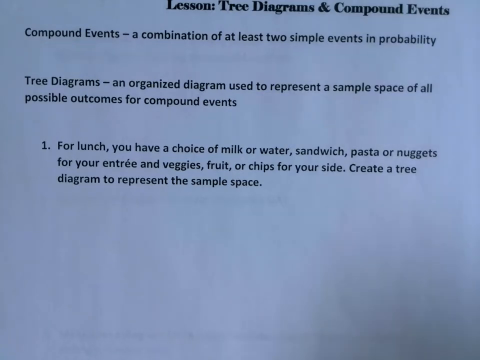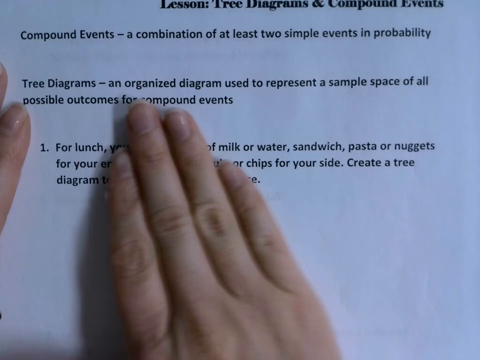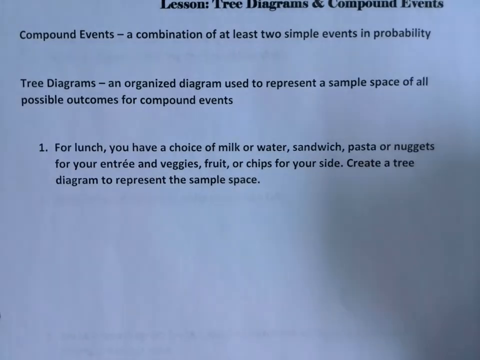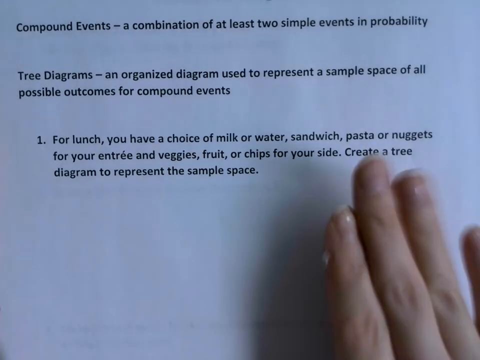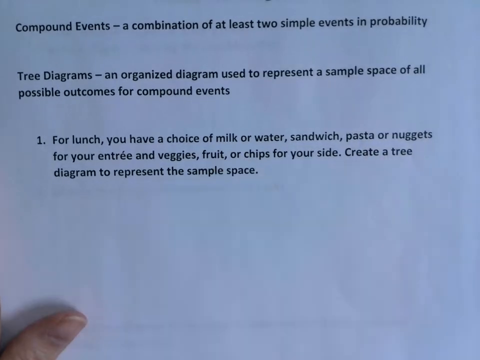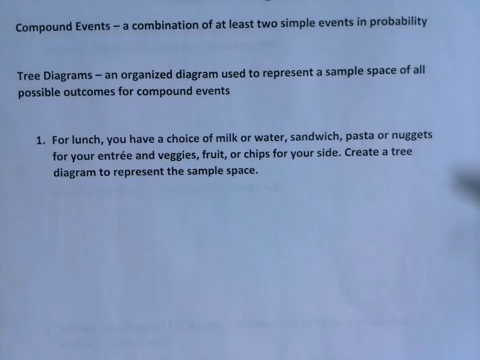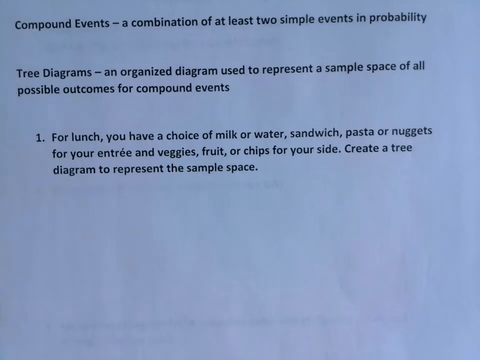Okay, all right, so tree diagrams. Again, like I said, we are mapping out a sample space based off of possible outcomes from each of the events. So for here, lunch. For lunch, you have a choice of milk or water. You can choose a sandwich, pasta, or nuggets for your entree. And you have a choice of veggies, fruit, or chips for your side. You're going to create a tree diagram that represents the total sample space for this situation.